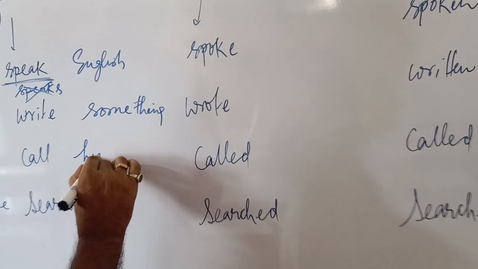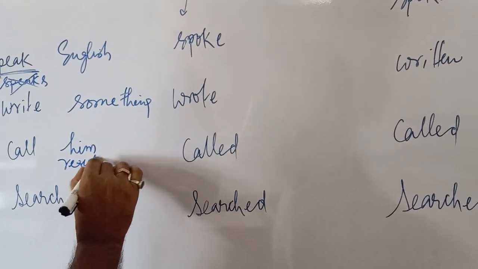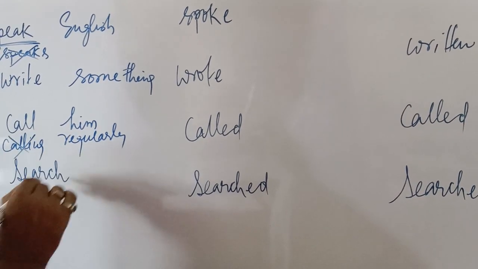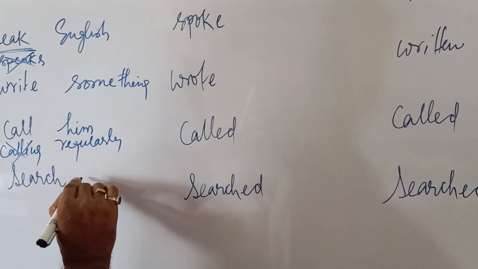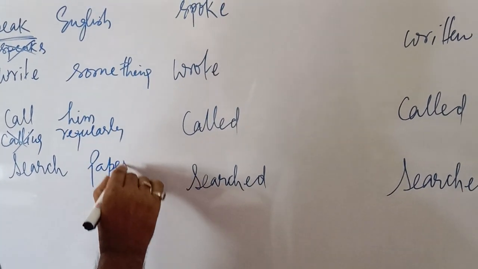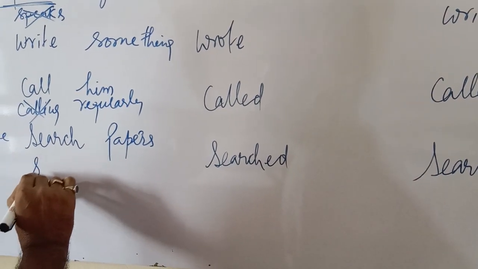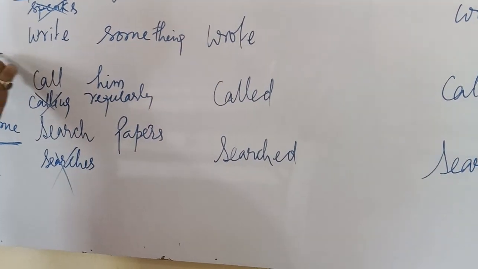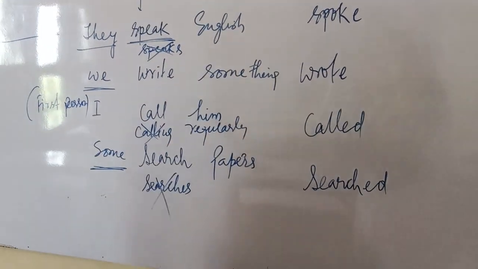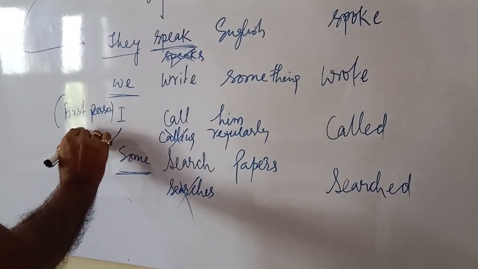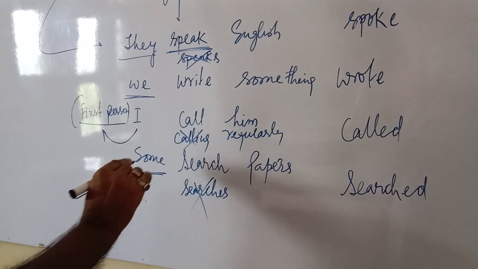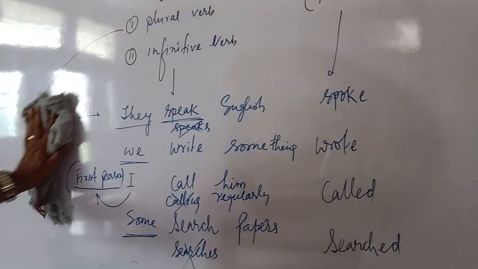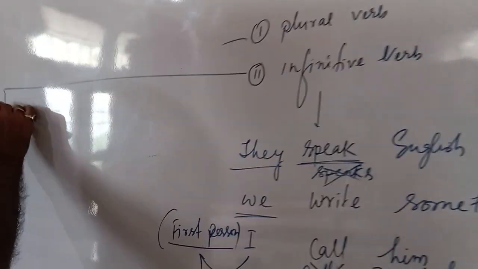I call him regularly. It should not be I calling him regularly. They search papers. They searches papers will be wrong. Since they defines plural, we defines plural and they defines plural. Except I is the first person, you have to use the plural verb always with I. Friends, if you understand the plural form verb, let us come and learn about the infinitive form verb.